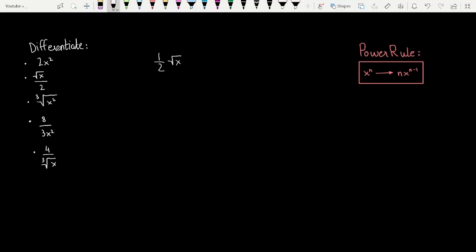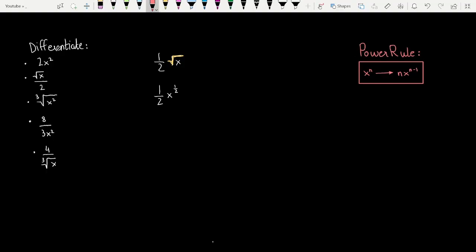And now what I can do is convert this surd. I have a surd over here, right? This square root is a surd. I can convert this to a power, so that would look like 1 by 2 x raised to the power 1 by 2. So what I did is I first separated my variable, and then I converted the surd to a power, because I can apply the power rule on a power. I cannot apply the power rule on a surd.